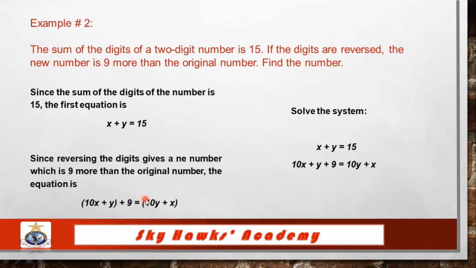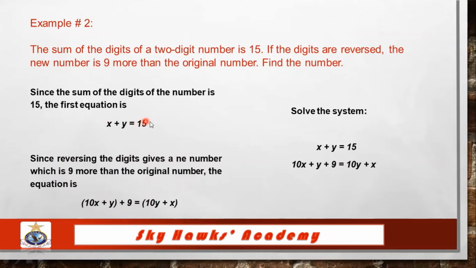So how can we equate them if we are just adding 9 to the original? This will become the balance. Are you getting this statement? This was the new one, this was the old one, the original number, and this was 9 more. So we have placed 9 over here just to make them equal. This is the equation. Since reversing the digits gives a new number which is 9 more than the original number, the equation is this one.